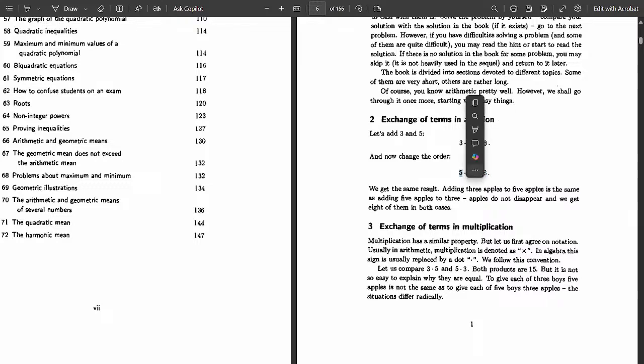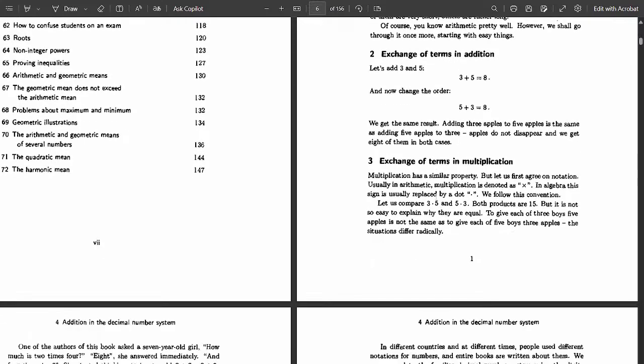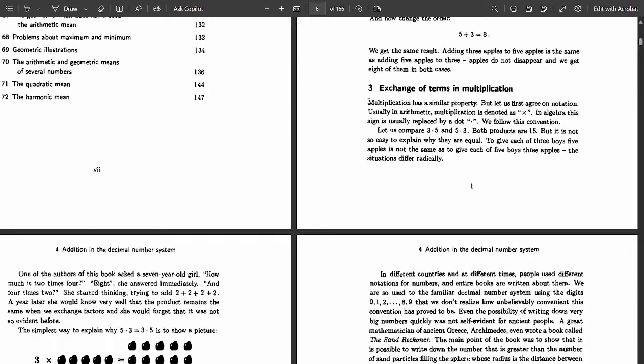But still, if you think about it this way, that if we add 5 apples to 3 apples, we get 8 apples. And if we add 3 apples to a basket of 5 apples, we get 8 apples. Similarly, if we think about multiplication in such a way, it has a similar property. But let us first agree on notation. Usually in arithmetic, multiplication is denoted by the cross sign, but in algebra, the sign is usually replaced by a dot. We follow this convention.